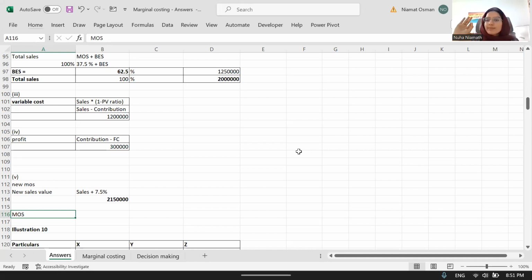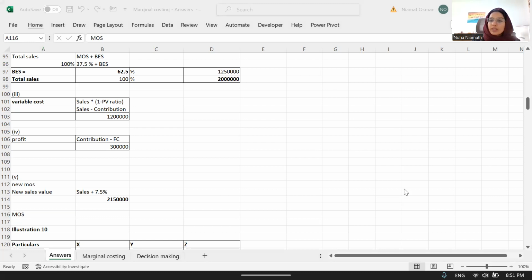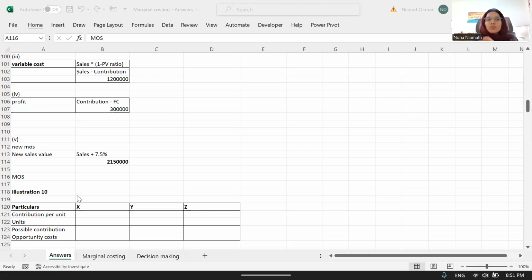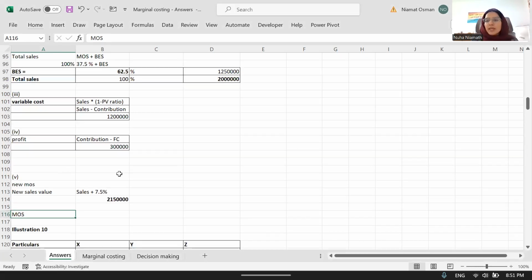Is that clear, everybody? Why will break-even sales not go up by 7.5%? So this clarity should be there. Break-even sales will have no relation to your current sales quantity. That is separate. Break-even sales is something you are calculating for your own requirement, right? So that will not be impacted by your current sales. That's why break-even sales will remain as 12.5%.